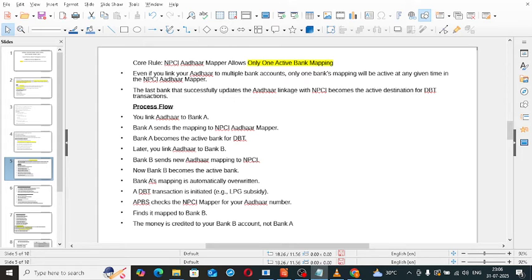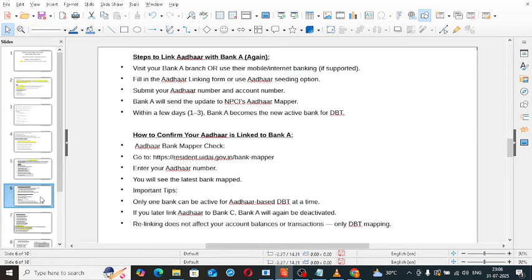See, just suppose I don't want Bank B, because I don't want to get the amount in my latest Bank B account. I need my old Bank A account only. At that time, what do you need to do? You just need to reinitiate your Aadhaar mapping. Go and visit your Bank A and give your Aadhaar number, and map your Aadhaar number again to the respective bank account number.